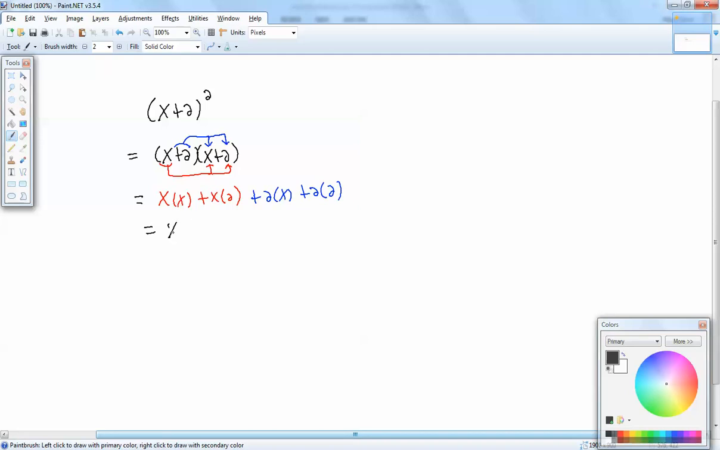x times x is x squared, x times 2 is 2x, 2 times x is 2x, and 2 times 2 is 4. Which gives us x squared plus 2x plus 2x is 4x, always combine like terms, plus 4. And that's our answer.